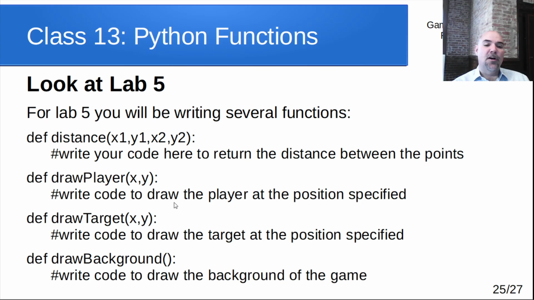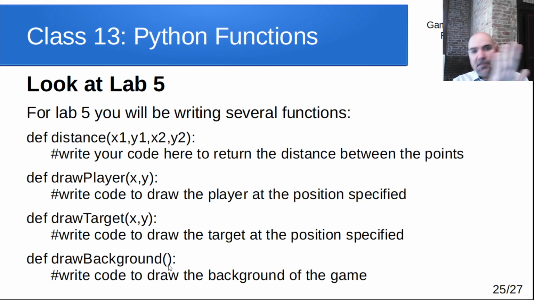And that's going to draw the face of the player at that position on the screen. Draw target is going to pass an X and a Y to it. It's going to draw the target at that specified position. And then draw background. We don't have to pass anything to that.